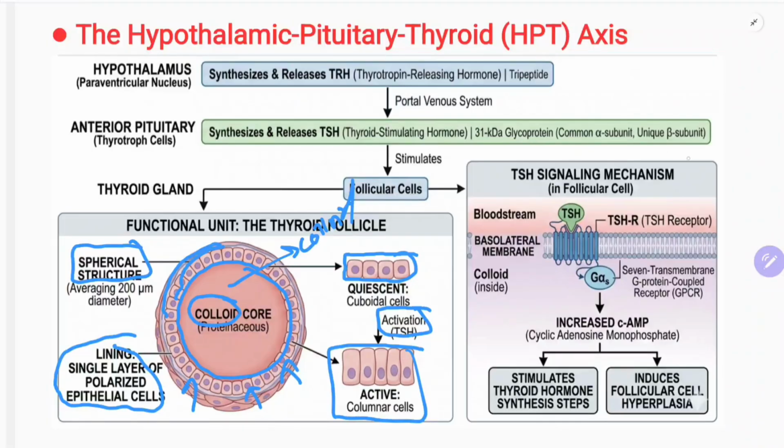Now, how does this TSH signal mechanism work in each of these cuboidal cells, and how does it activate them into columnar cells?